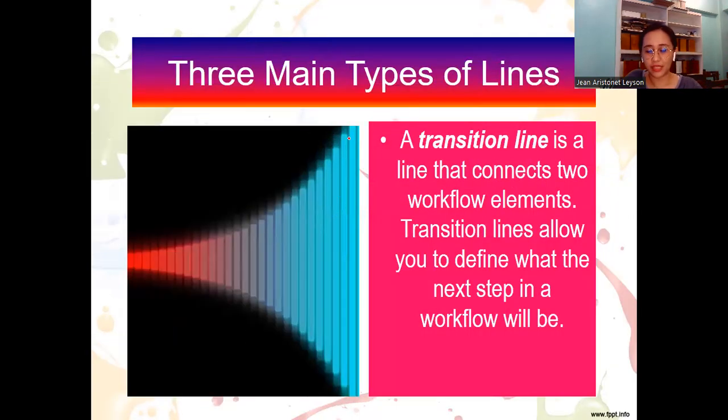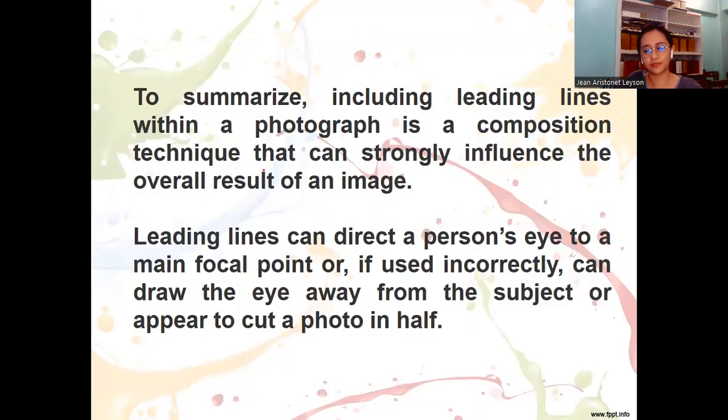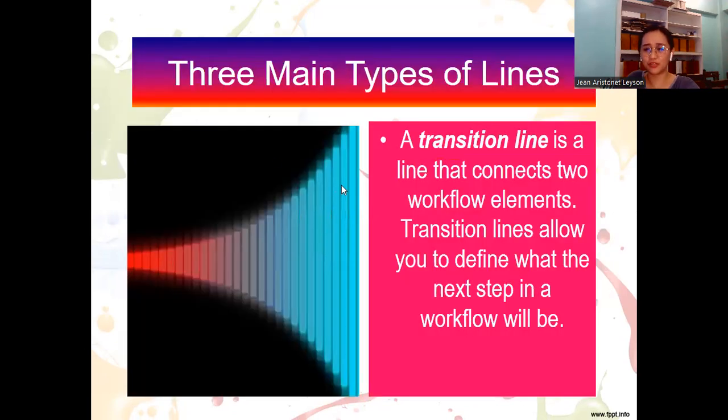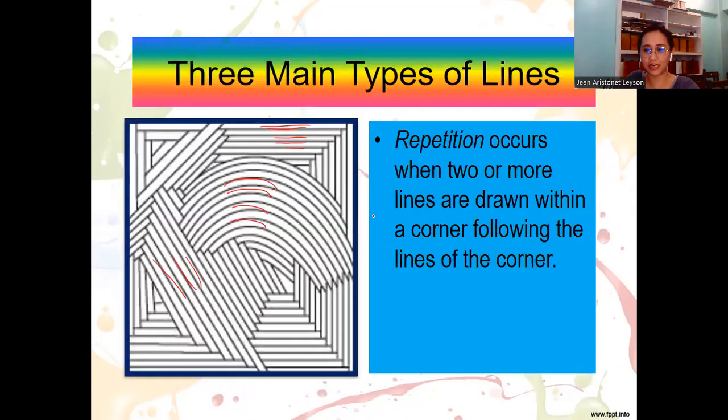So the three main types of lines. First is a transition line, a line that connects two workflow elements. Transition lines allow you to define what the next step in a workflow will be. So here, the line is transitioning into smaller lines. I'm sorry, that's the third one. Transition lines, contrast lines, and repetition lines.